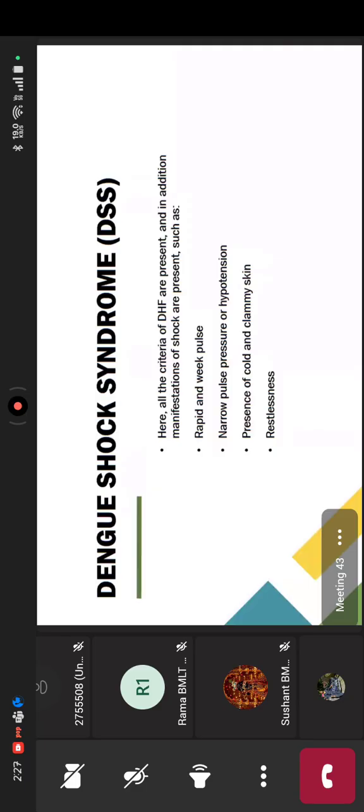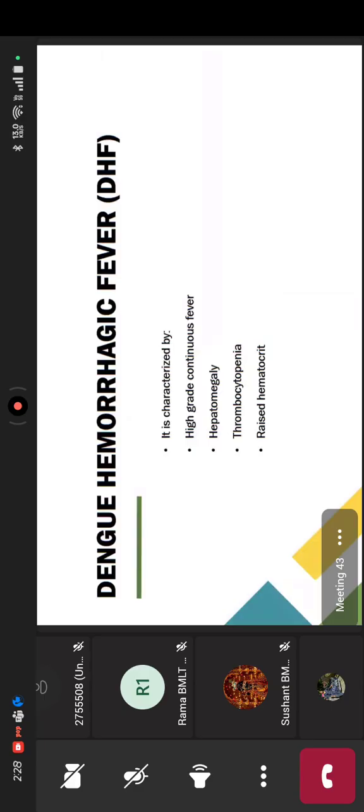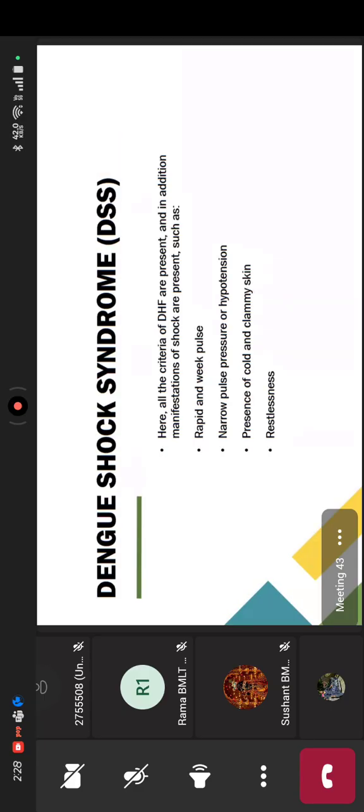So these are the conditions which are present in case of dengue shock syndrome. All the characteristics which are present in hemorrhagic fever, that is hepatomegaly, thrombocytopenia and all other things, along with rapid and weak pulse, narrow pulse pressure, hypotension, cold and clammy skin, and restlessness. So these are the conditions which are present in the third stage of dengue, a severe form of dengue, which is known as dengue shock syndrome, right?